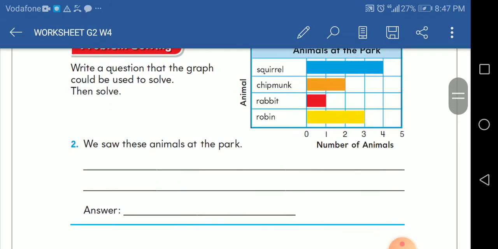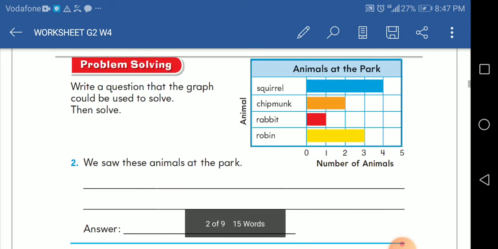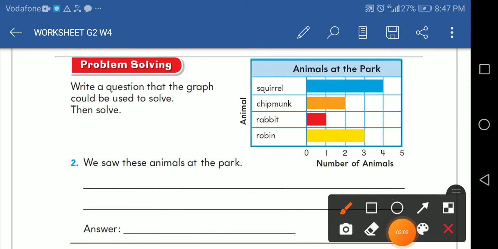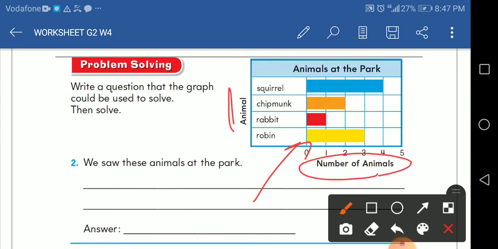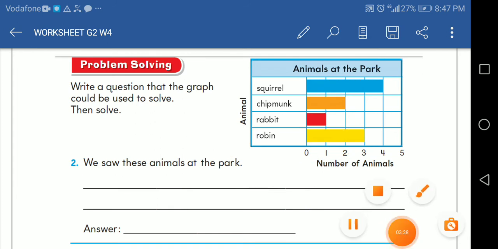I have another pictograph. Let's see it together. Okay, animals at the park. We have the number of the animals and we have the animal. What do you think, my dear students? This is a pictograph or a bar graph? Excellent. How can I recognize between them? The bar graph has bars, but the pictograph has pictures, right? So this is very important.